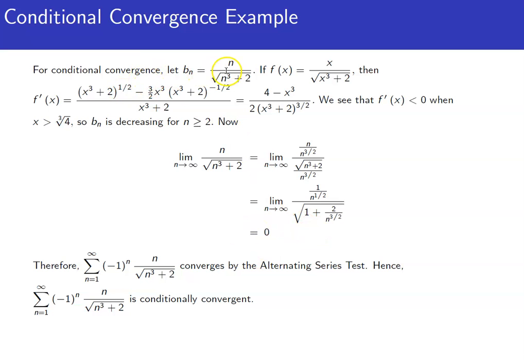So the terms are going to 0 in the limit, and they're decreasing. So the original series converges by the alternating series test. That means that since it was not absolutely convergent, it must be conditionally convergent.